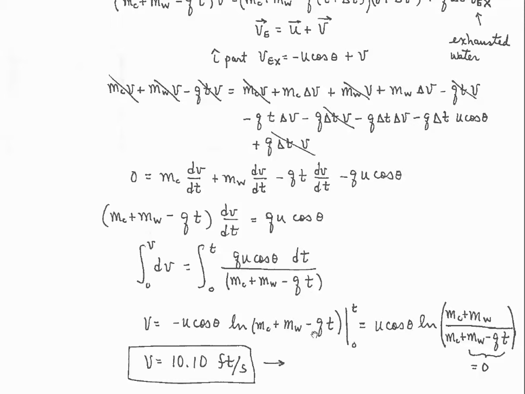So it's a log of, when we plug 0 in here, we're going to get m_c plus m_w, that term right there. And then when we look at the time plugged in, we're going to get this right here. But now we're looking at the total time that it takes to expel all the water. And so that q times t is equal to m sub w. So this term right here is 0. And so what we end up with is a log of m_c plus m_w over m_c, or weight c plus weight w over weight c. When you plug in your numbers, you'll get 10.10 feet per second, and it's to the right.